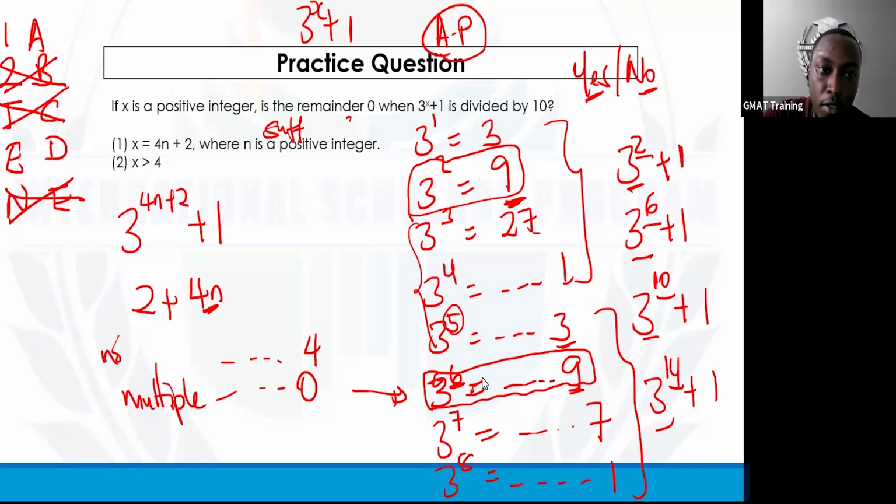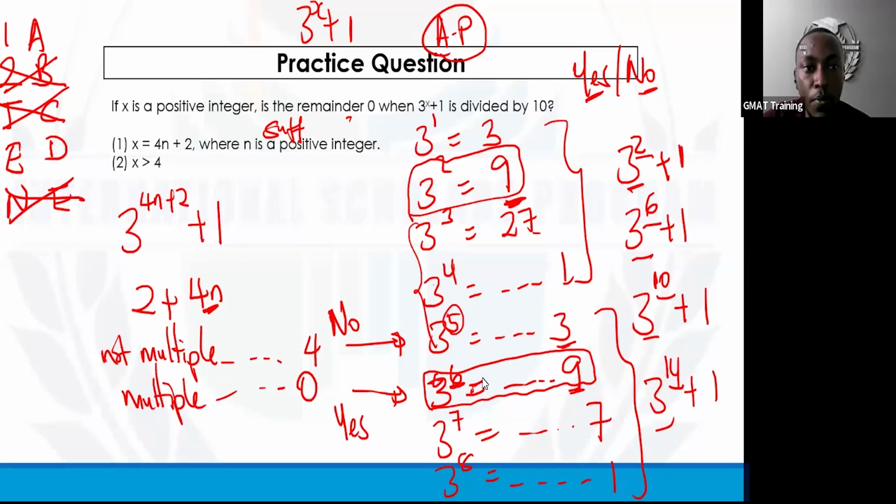And this is not a multiple. So for this one, no, it's not a multiple, doesn't have a remainder of 0. And for this, yes. So we have a no, we have a yes. We don't have an absolute yes or absolute no. Therefore, this is not sufficient. The statement doesn't give us enough information to confidently say yes, it's a multiple, or no, it's not a multiple. And for that case, D is out, and you have A as our answer.